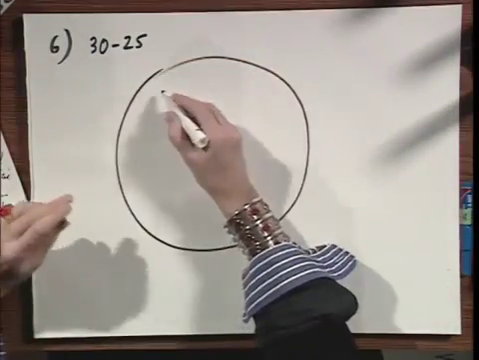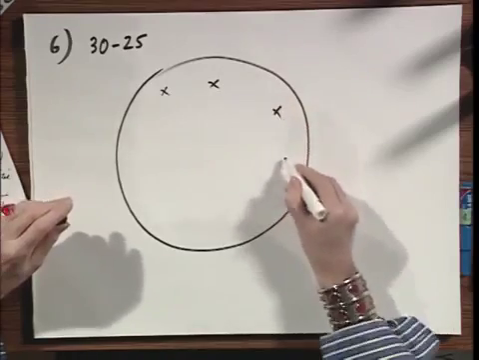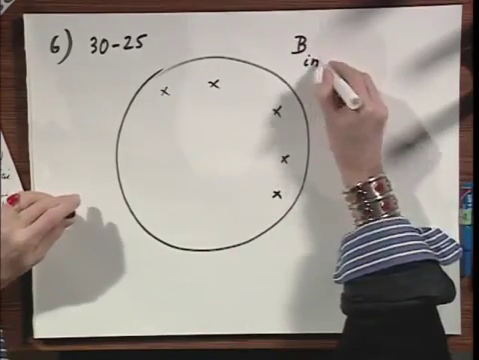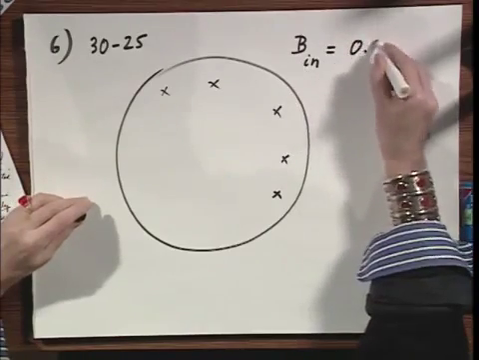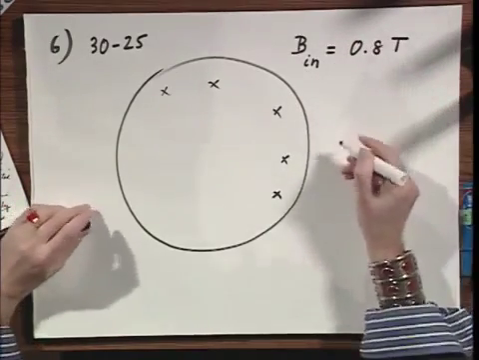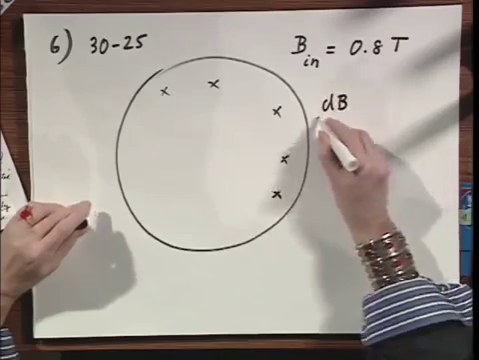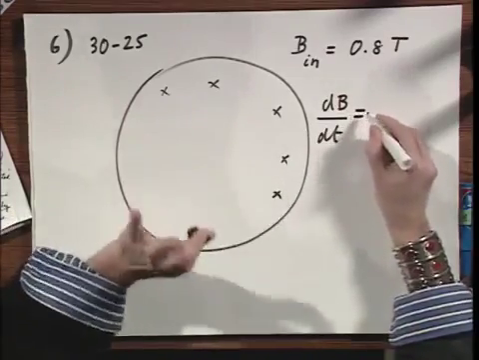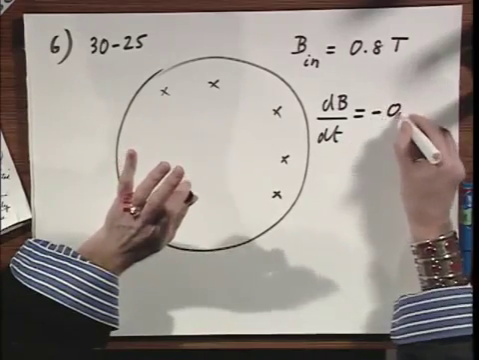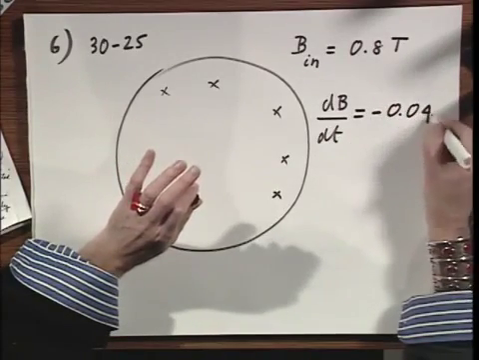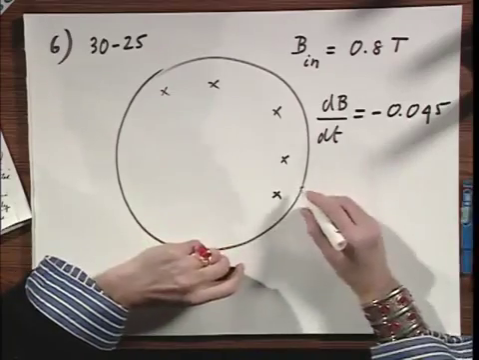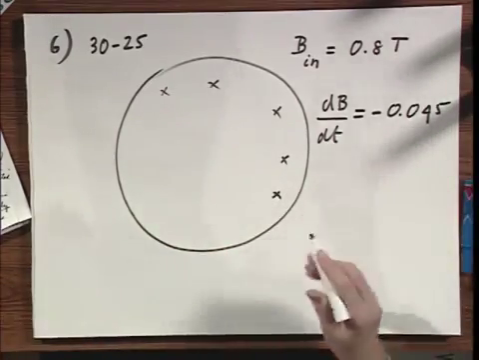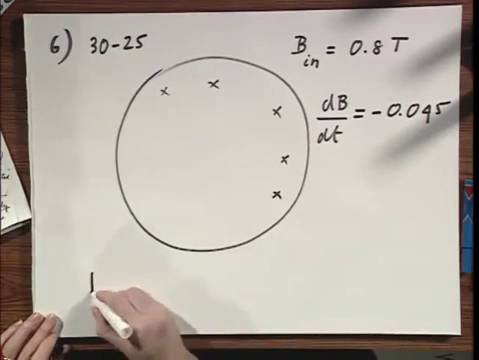We have here some area in which we have a magnetic field which is pointing into the blackboard. We have an initial field pointing into the blackboard which is 0.8 Tesla. And we have dB/dt, the magnetic field is gradually becoming smaller and smaller, weaker and weaker. That's why we have the minus sign of 0.045 Tesla per second. The field is decaying, so to speak.